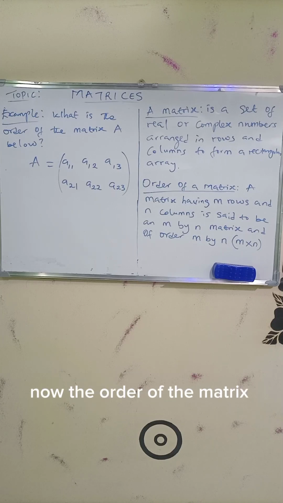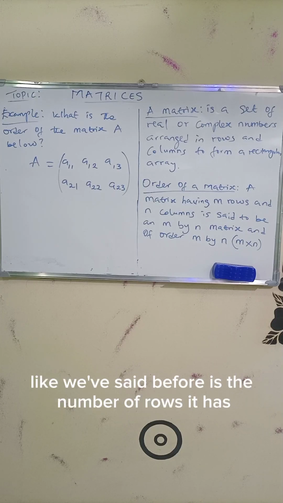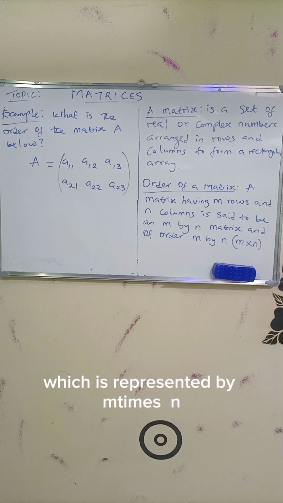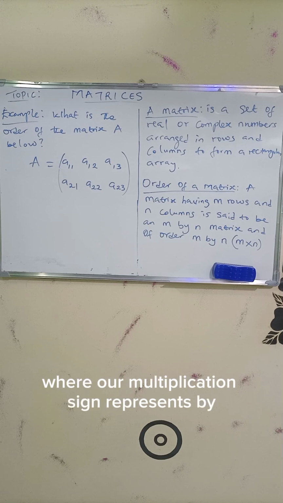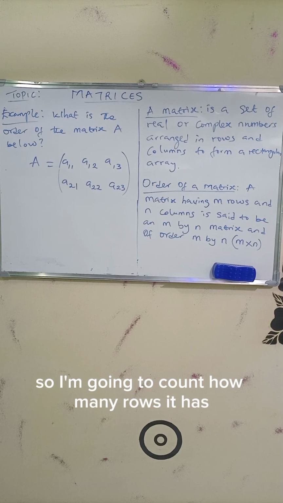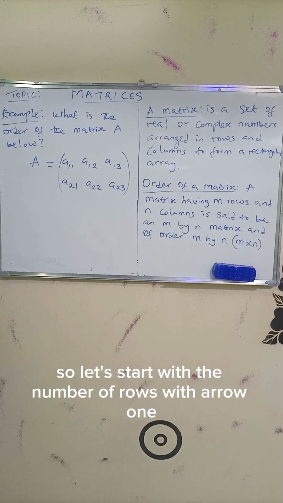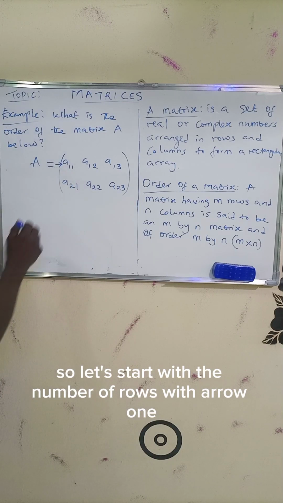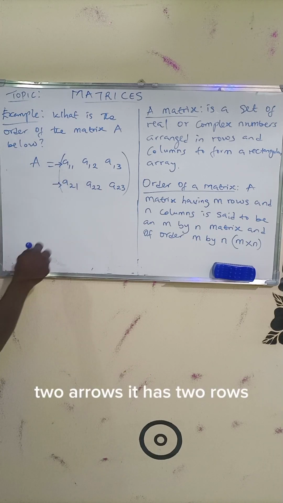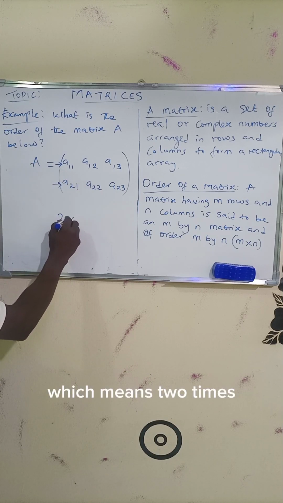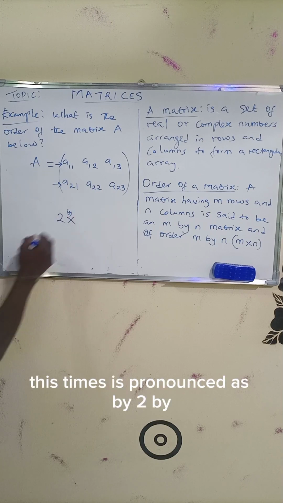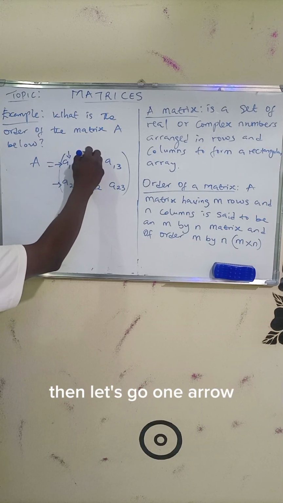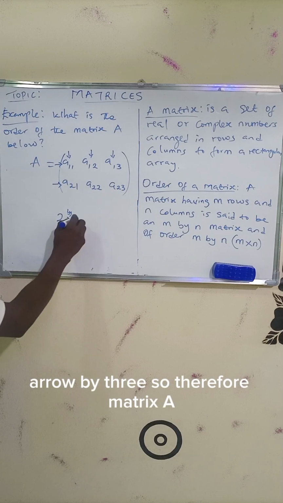Now, the order of the matrix, like we've said before, is the number of rows it has by the number of columns it has, which is represented by m times n, where our multiplication sign represents by. So we're going to count how many rows it has and how many columns it has. So let's start with the number of rows. One row, two rows. So it has two rows, which means 2 times. This times is pronounced as by. 2 by. We're going to now count the number of columns it has. Let's go. One, two, three, by 3.